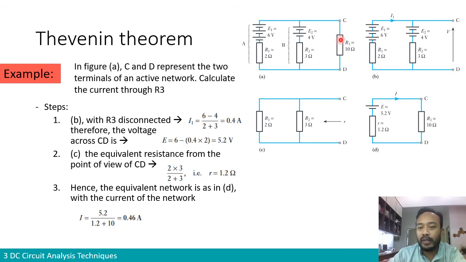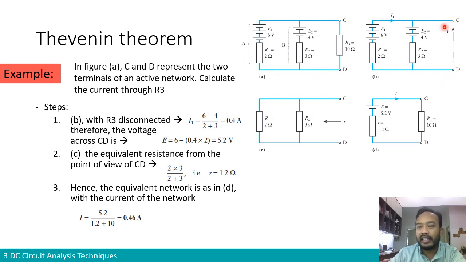We know that in this circuit, if we want to calculate the current through R3, we should go into an equivalent circuit where we have R3 as the load, and the rest of the circuit is simplified as an equivalent voltage source E with an internal resistor R. So how do we do that? I'll let you go through the steps over here. It is just the same steps as we have done in the previous slide.